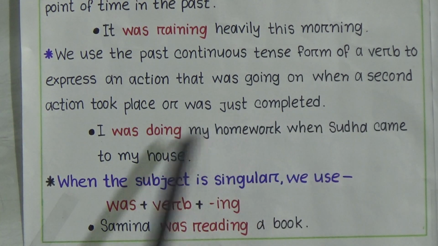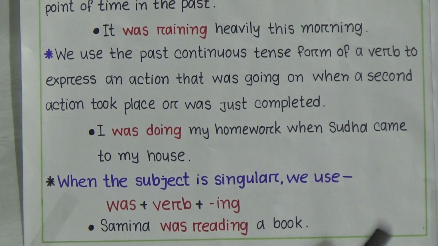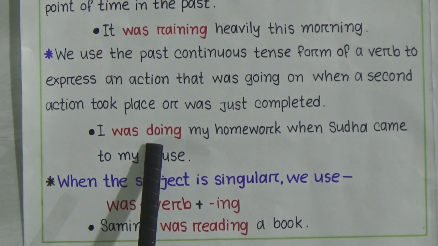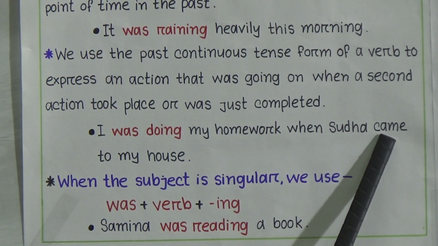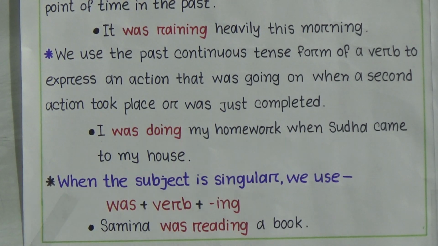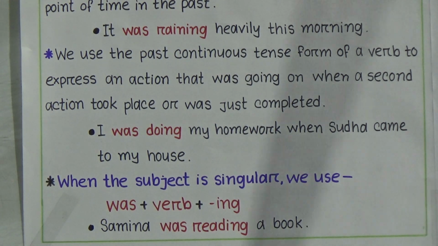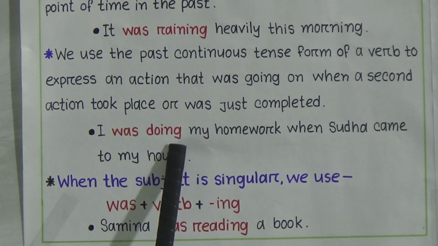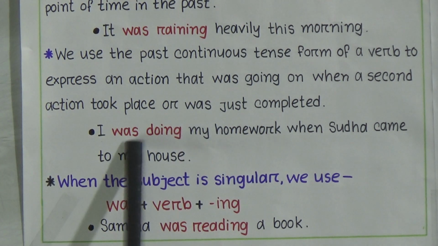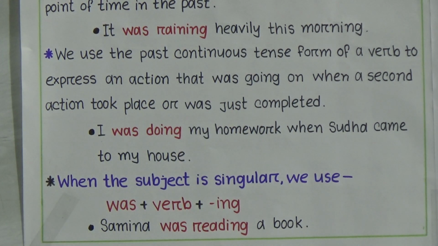So we find two sentences here. The first one is past continuous and the second one is past indefinite. So the second one is completed. Shikha came to my house. It's completed. And at that time I was doing my homework. That means it was an ongoing process.